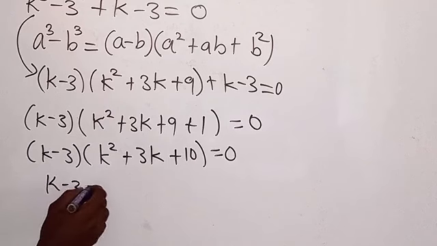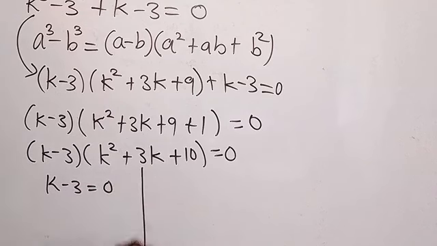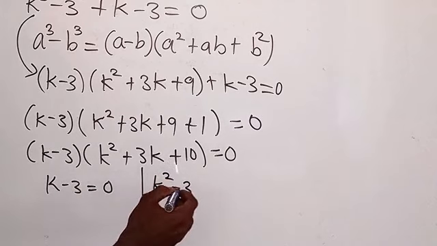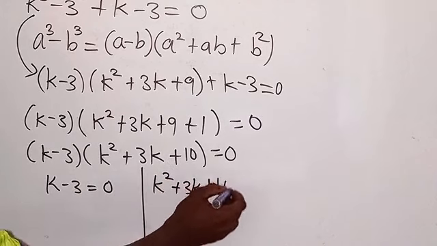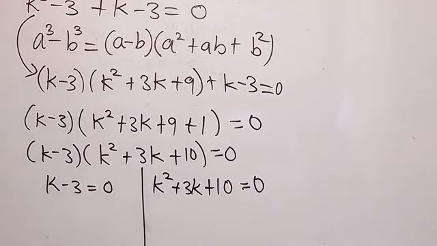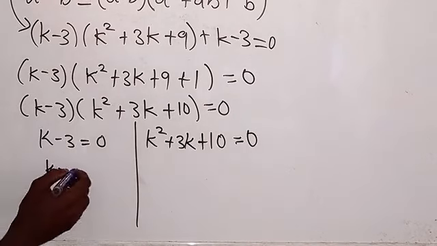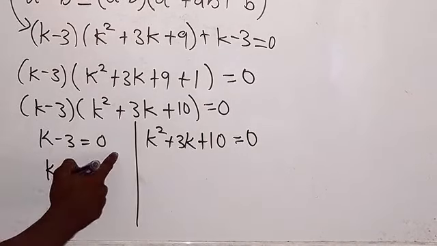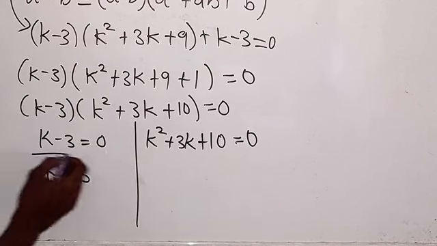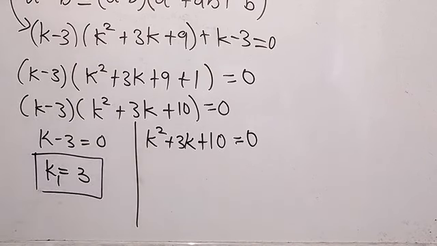So therefore, we have this zero-form equation. It is either K minus 3 equals 0, or K squared plus 3K plus 10 equals 0, right? So now, from here, we have K equals 3 if we transpose this to this side. So that is K1. So we have K1 equals 3.